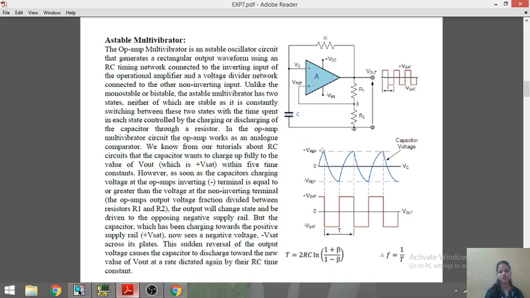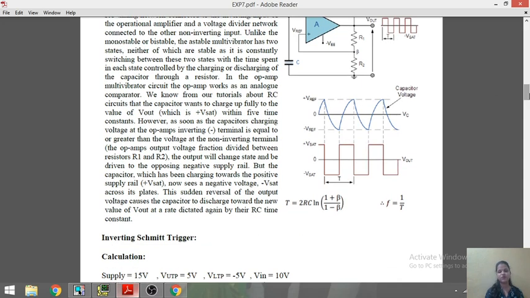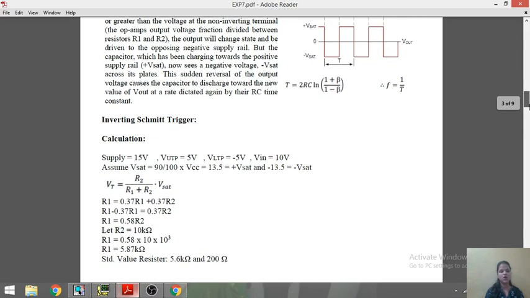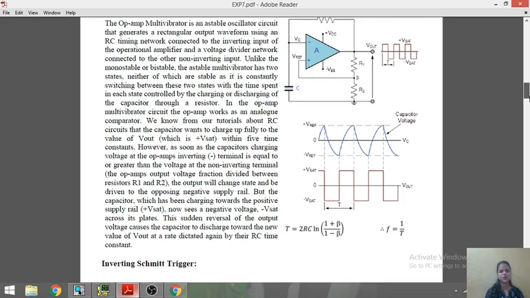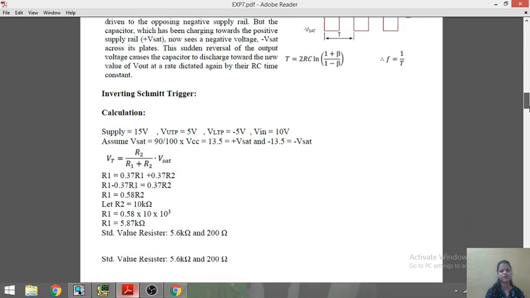The capacitor is charging and discharging. Here is the waveform for that, and at the output we get the square wave. According to the charging and discharging, we get the output as a square wave. So the astable multivibrator is also called a square wave generator because it generates a square wave at the output.